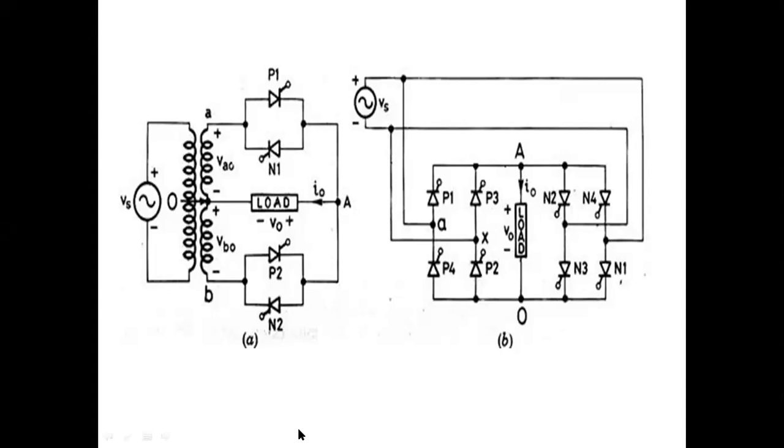Here, input frequency is fixed in cycloconverter. Output frequency is variable. Suppose input frequency is 50, output frequency is 75. What is this type of cycloconverter called? If output frequency is greater than input frequency, what will you call it as?